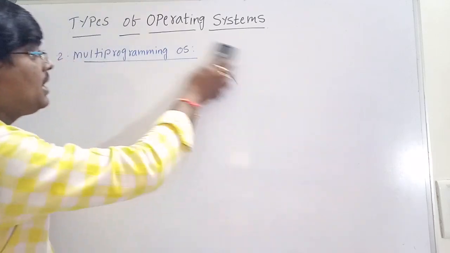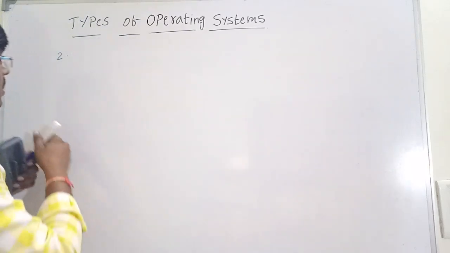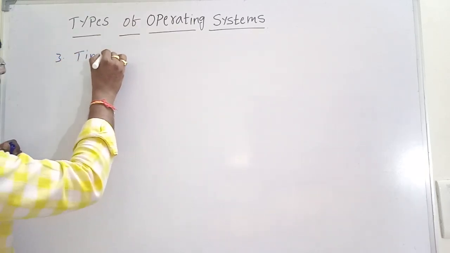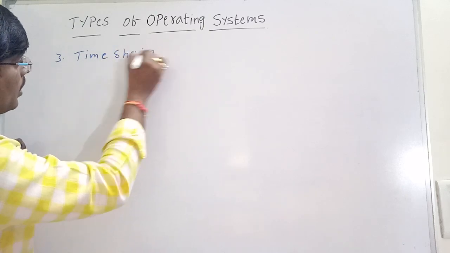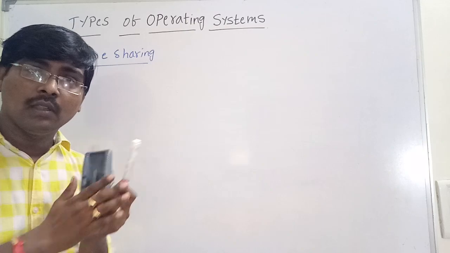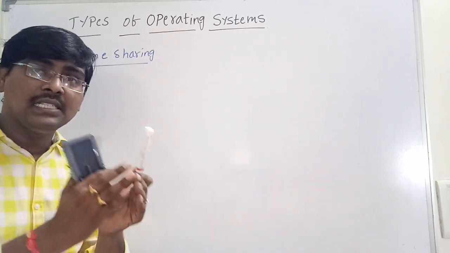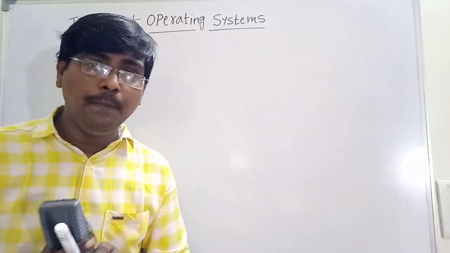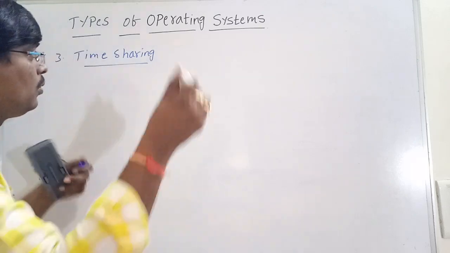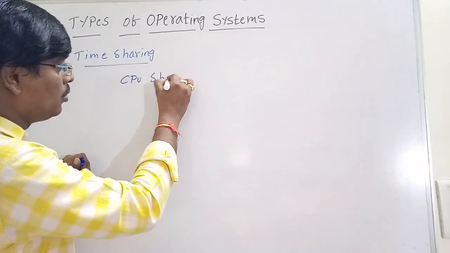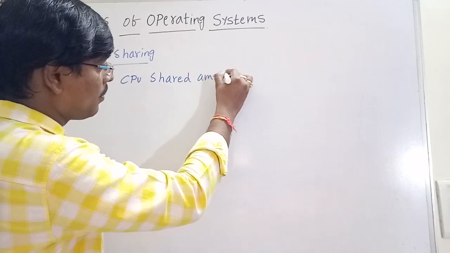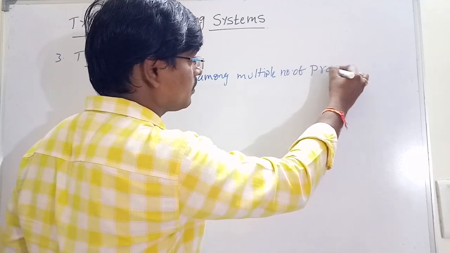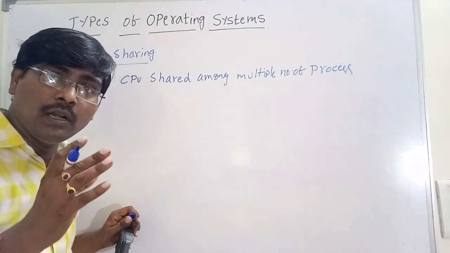Okay. So a somewhat variation of multiprogramming operating system is the time sharing system. Time sharing operating system. Here is how it works. Suppose consider a single system. A single system has a single CPU. Here the CPU is shared among multiple number of processes.